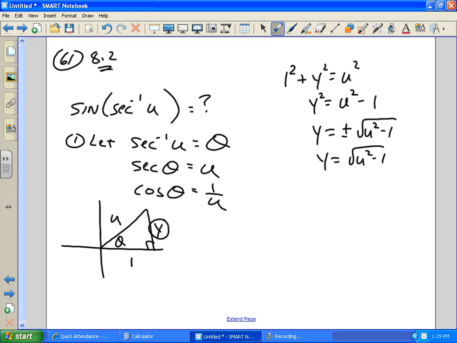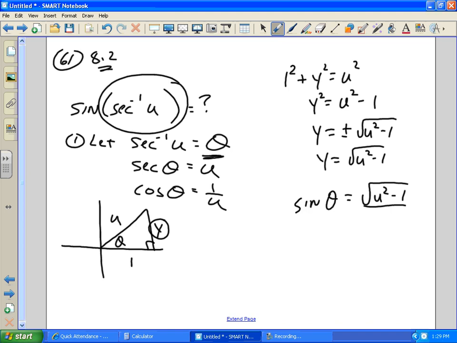And now I want to find the sine of this junk. Well, that junk you let be theta. So what is the sine of theta? It is opposite over hypotenuse. The opposite is the square root of u squared minus 1, over the hypotenuse, which is u. And there's your answer.